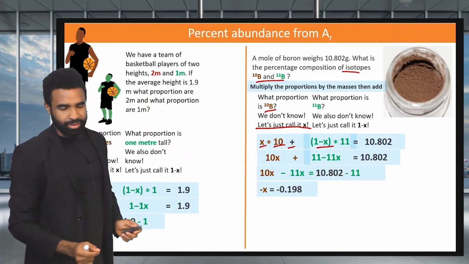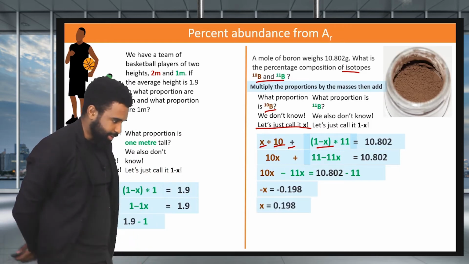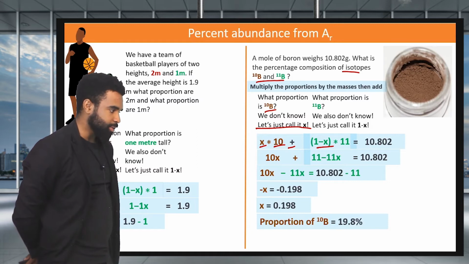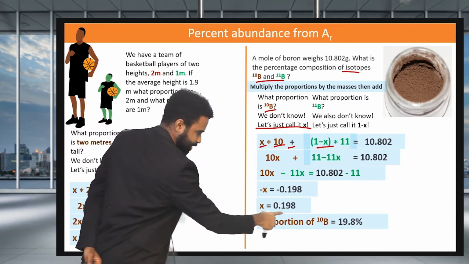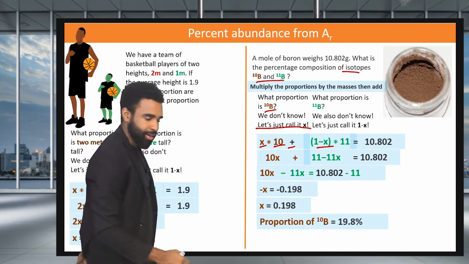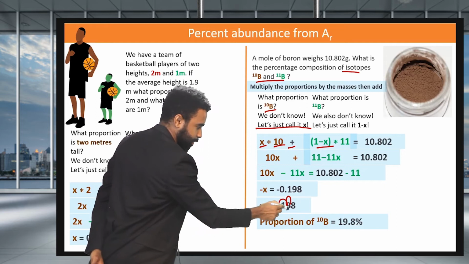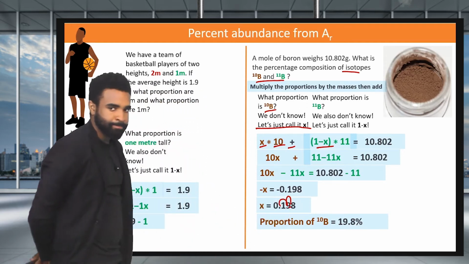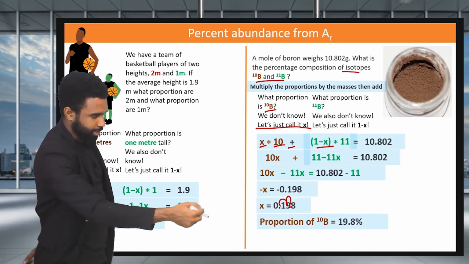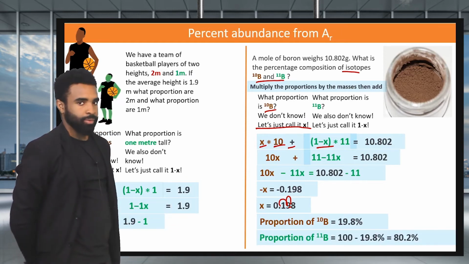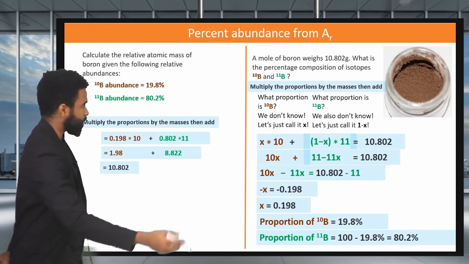They're both negative, which is kind of yucky. We can just get rid of the negatives, because we're doing the same thing to both sides. And we have a final proportion for boron 10 of 19.8%. That's just this thing here in percent form. So you just take the decimal place and move it 2 places forward, 19.8%. And how about for boron 11? Well, it's going to be 100% minus 19.8%, which is 80.2%, which of course was what we were given in the beginning.